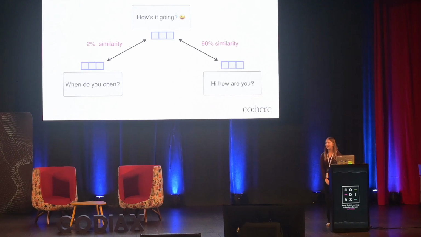For example, let's say we embed a list of questions. Once we embed them, we can compare them to one another and check for their similarity. So if we embed "how it's going," "when do you open," and "hi, how are you," our system will be able to tell that "hi, how are you" is 90% similar to "how it's going," and only 2% similar to "when do you open."